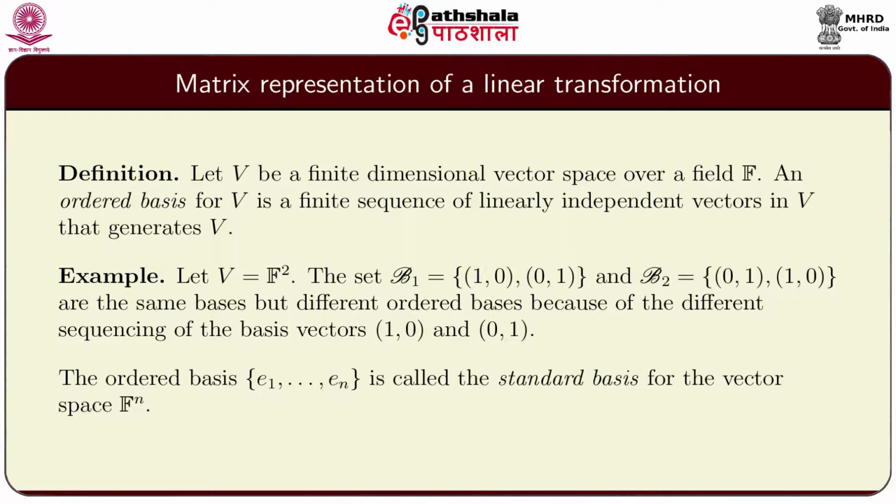And when we consider the vector space Fn over a field F, then e1, e2, ..., en, where e1 means the n-tuple where the first entry is 1 and the rest are 0 and so on. ei denotes the n-tuple where the ith entry is 1 and rest all 0. Then the basis e1, e2, ..., en of Fn is called the standard basis with this particular ordering.